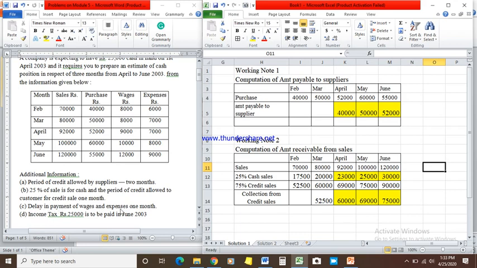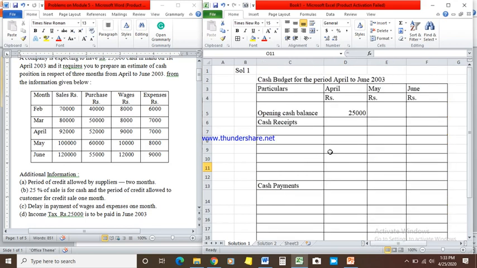Next, delay in payment of wages and expenses of 1 month is mentioned. So directly when you are preparing the cash budget, we are going to look into that particular aspect. Now, having done this working note, let's go for incorporating this into our cash budget. So let me take the first one. What are the cash inflows in this problem? The cash receipts are basically on account of two things. One is the cash sales and one more is the collection from credit sales.